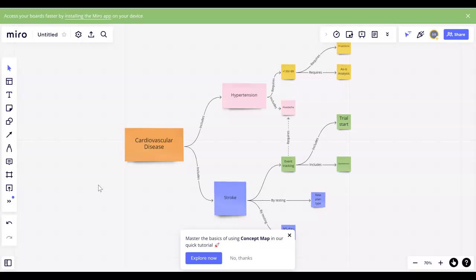Concept maps are one of my personal favorites in the ideation phase, especially when you have a lot of different thoughts and ideas running through your head, but you really don't know how they relate to each other, or honestly, how they even make sense.